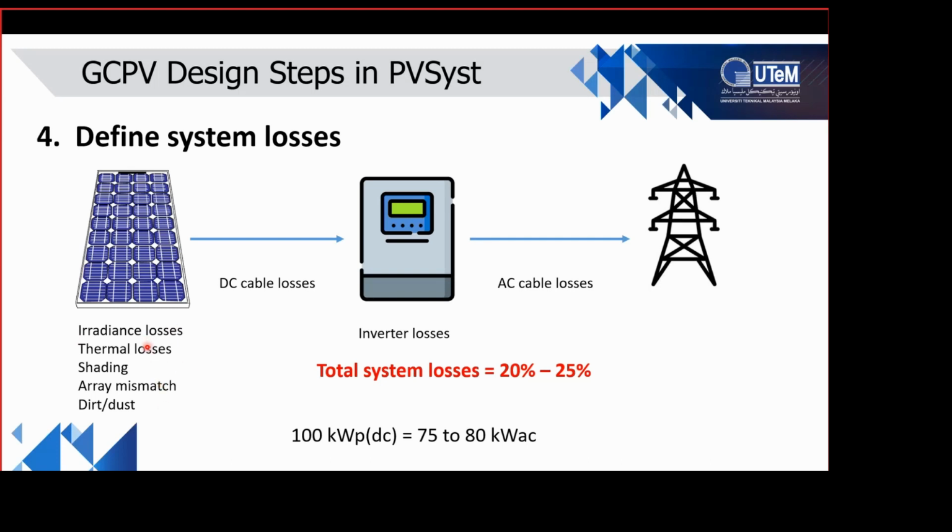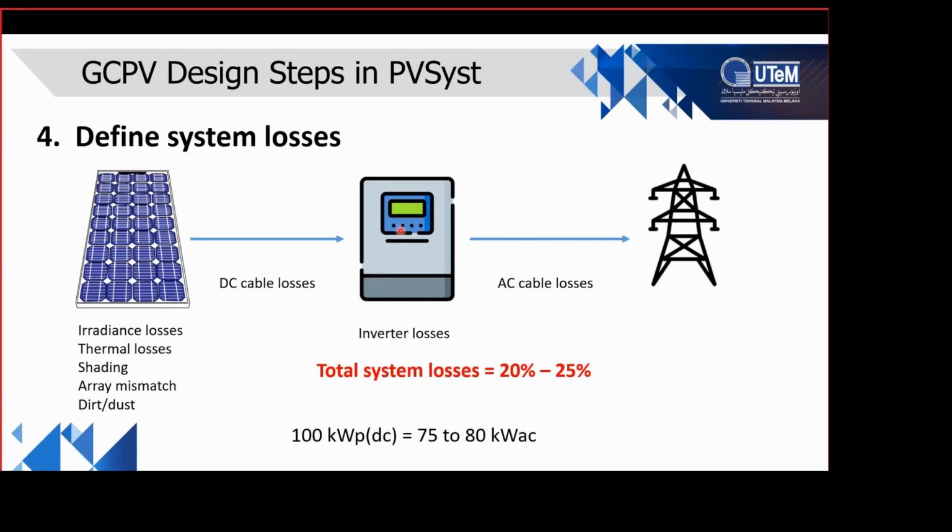Number one, we have irradiance losses, which is losses due to reduced amount of sunshine reaching our module. The second one is thermal losses. Thermal losses is related to temperature. Then we have shading losses, array mismatch, dirt and dust. I'm going to go into a bit of the theory after this. These are the losses at the module side.